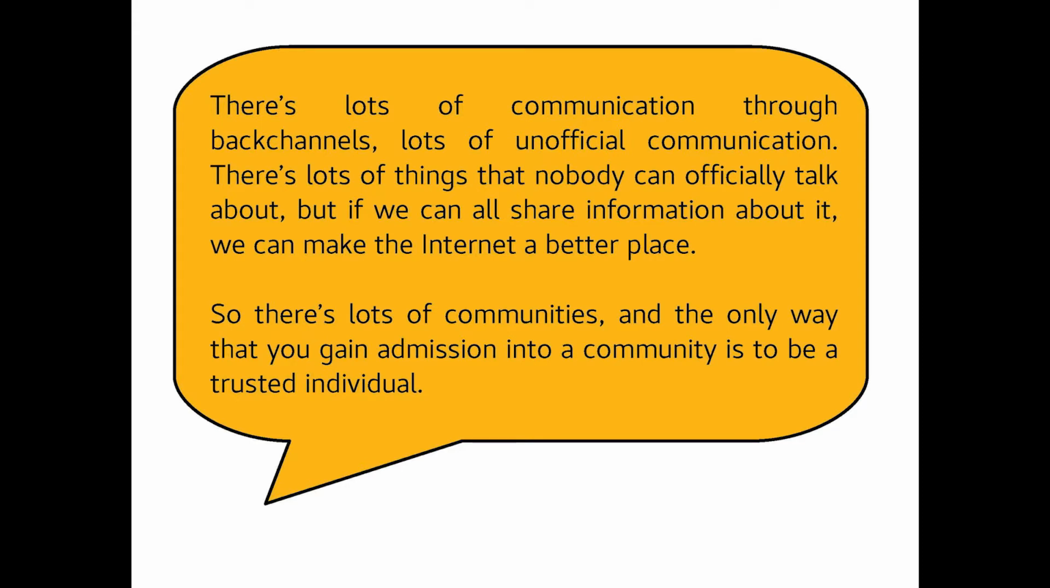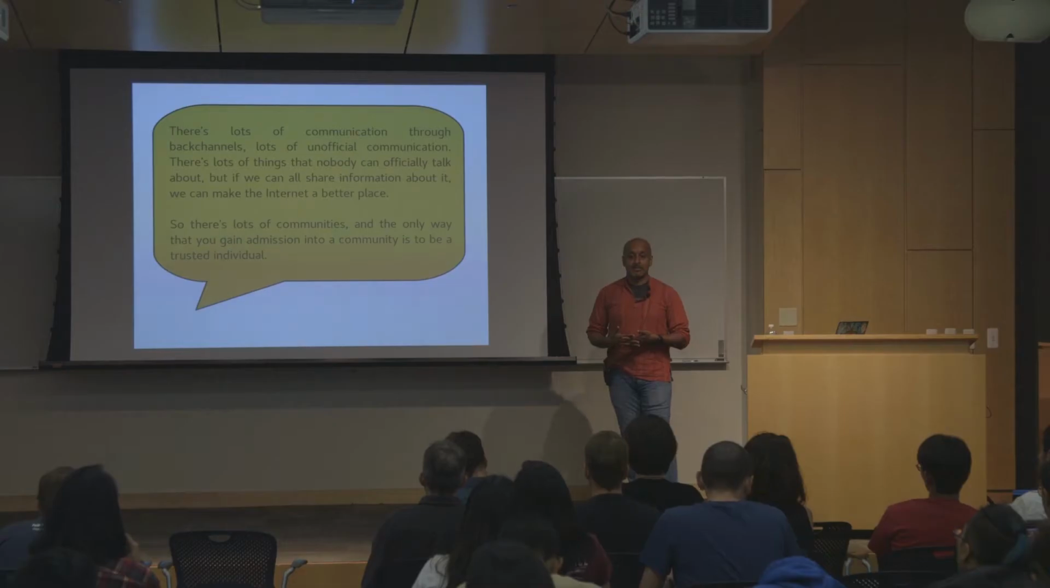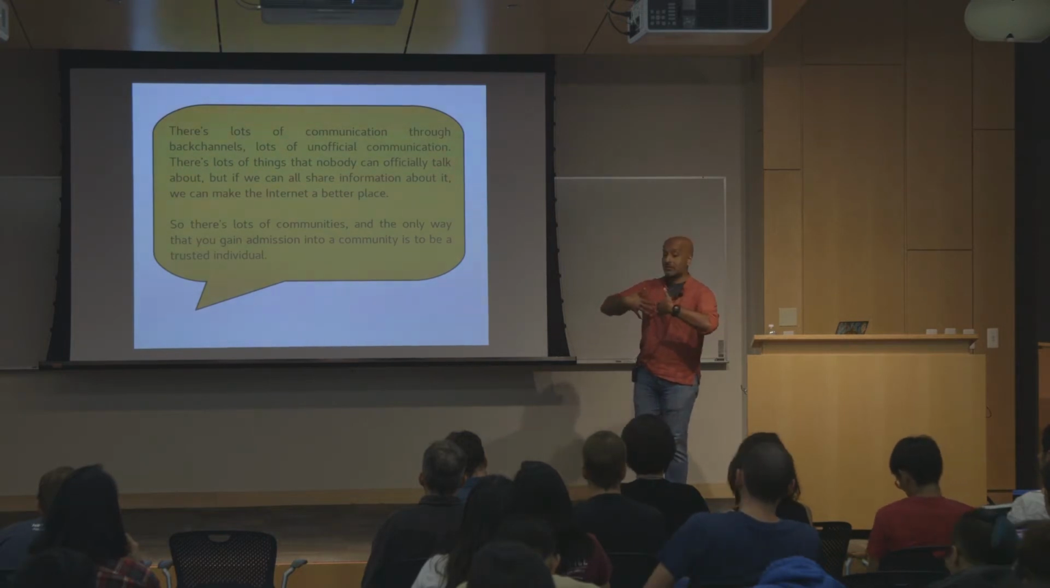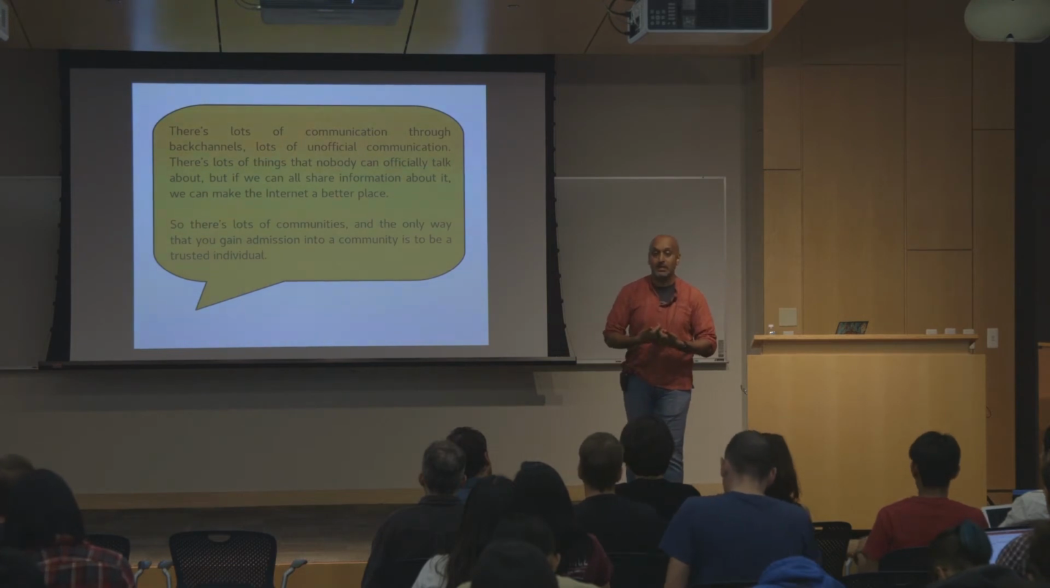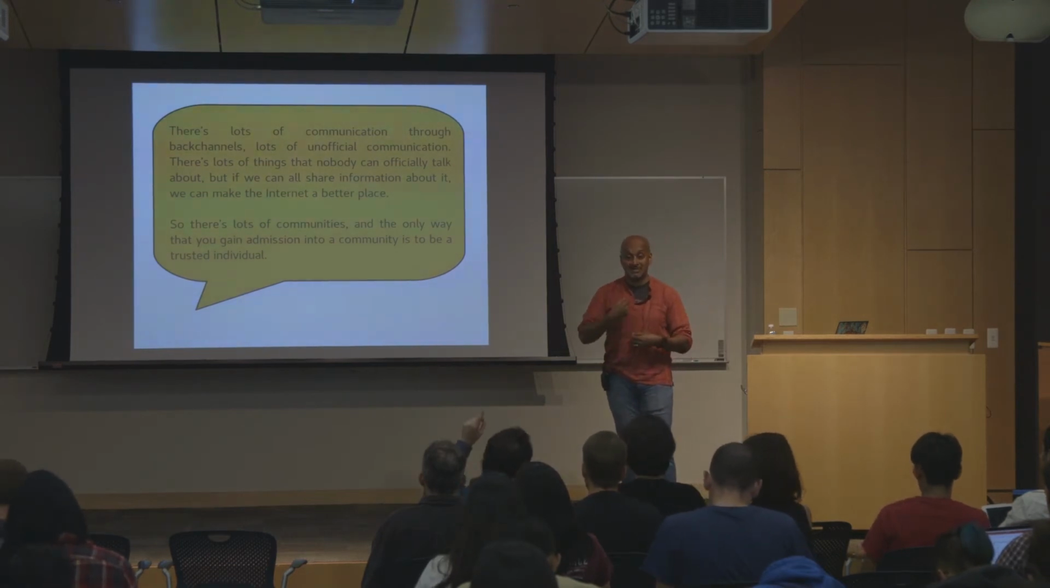There's lots of communication through back channels, like the Google guys calling up the network in Hong Kong. Lots of unofficial communication. There's lots of things that nobody can officially talk about, but if we can all share information about it, we can make the internet a better place. So there's lots of communities, and the only way that you gain admission into a community is to be a trusted individual. So this notion of communities that you have to gain entry into, by proving yourself to be trustworthy, not just as a person, but also as technically competent.